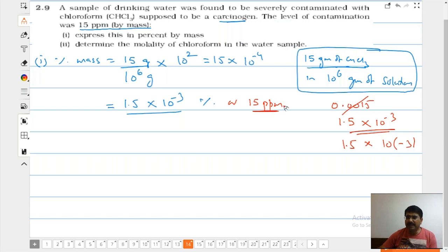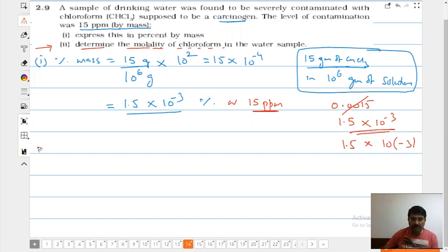So this is going to be better when we use ppm, when we are dealing with very dilute solutions. Okay, let's go to the second one. Determine the molality of chloroform in the sample.